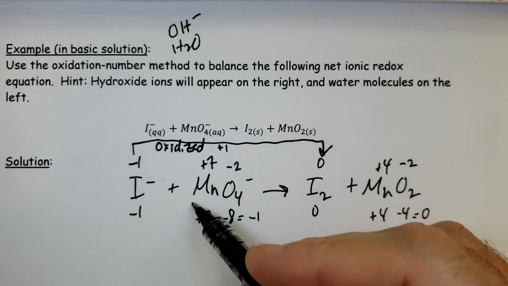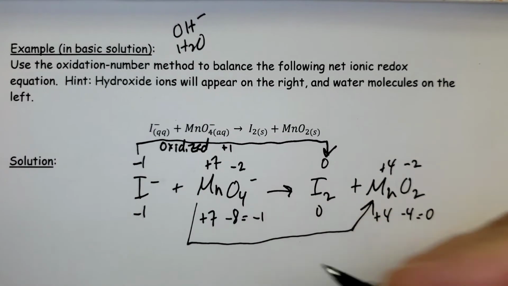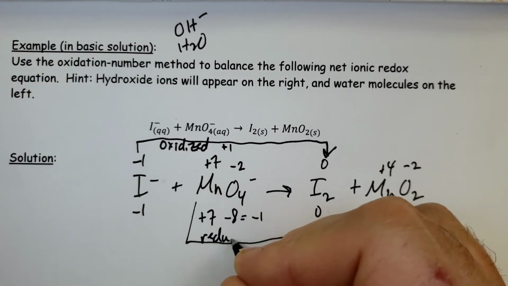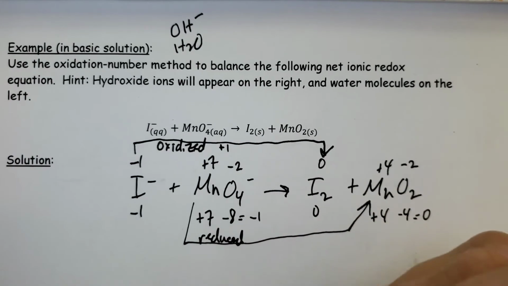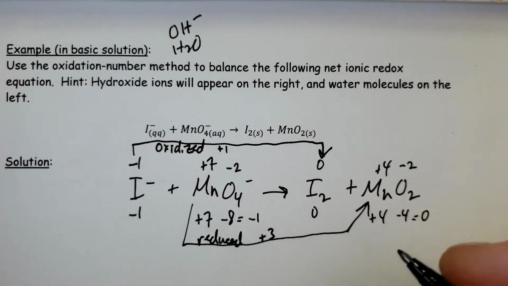And oxygen's not changing, but manganese is changing. It's going from +7 to +4. We're going down the number line to the negative. So that's being reduced. The change there, so we're starting at 7, 6, 5, 4. So that's a change of 3.